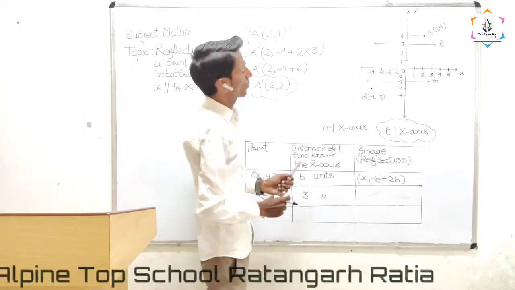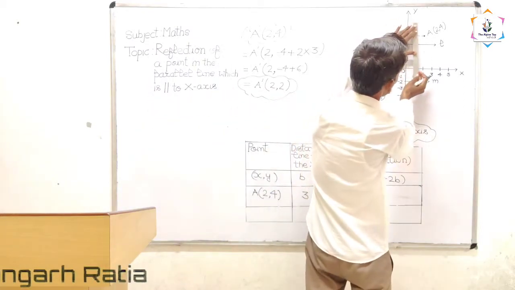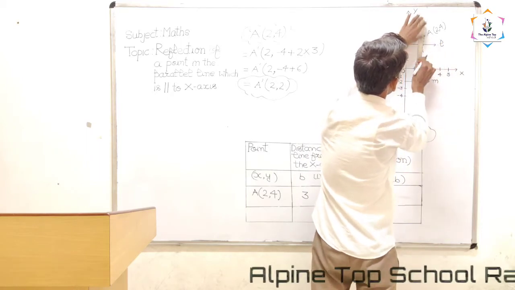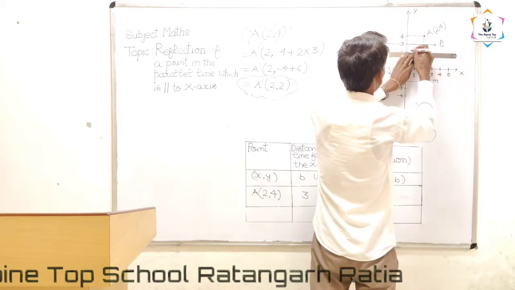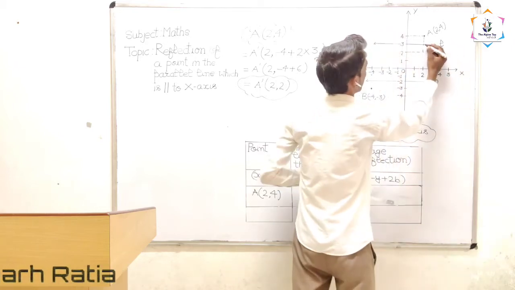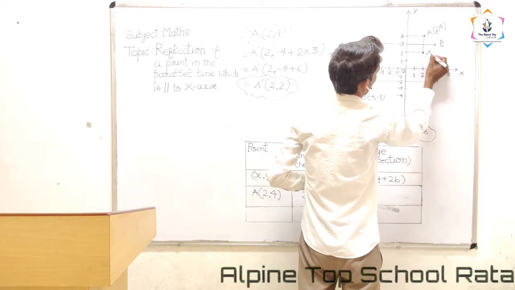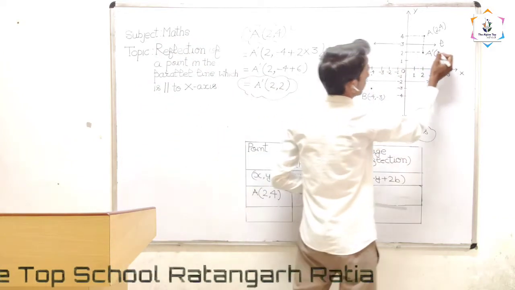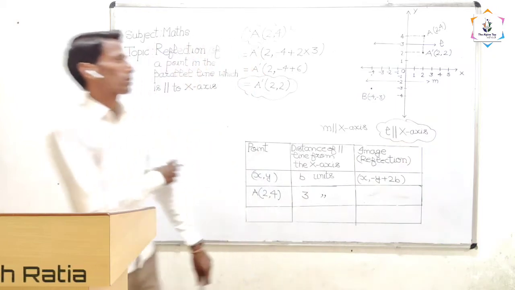Now when you draw the image point in this graphical system, you will get the graph as here. With the help of a scale, I am drawing the image of the point A in the line L, which is parallel to the x-axis. What is the image here? 2, 2. I hope you understood it.